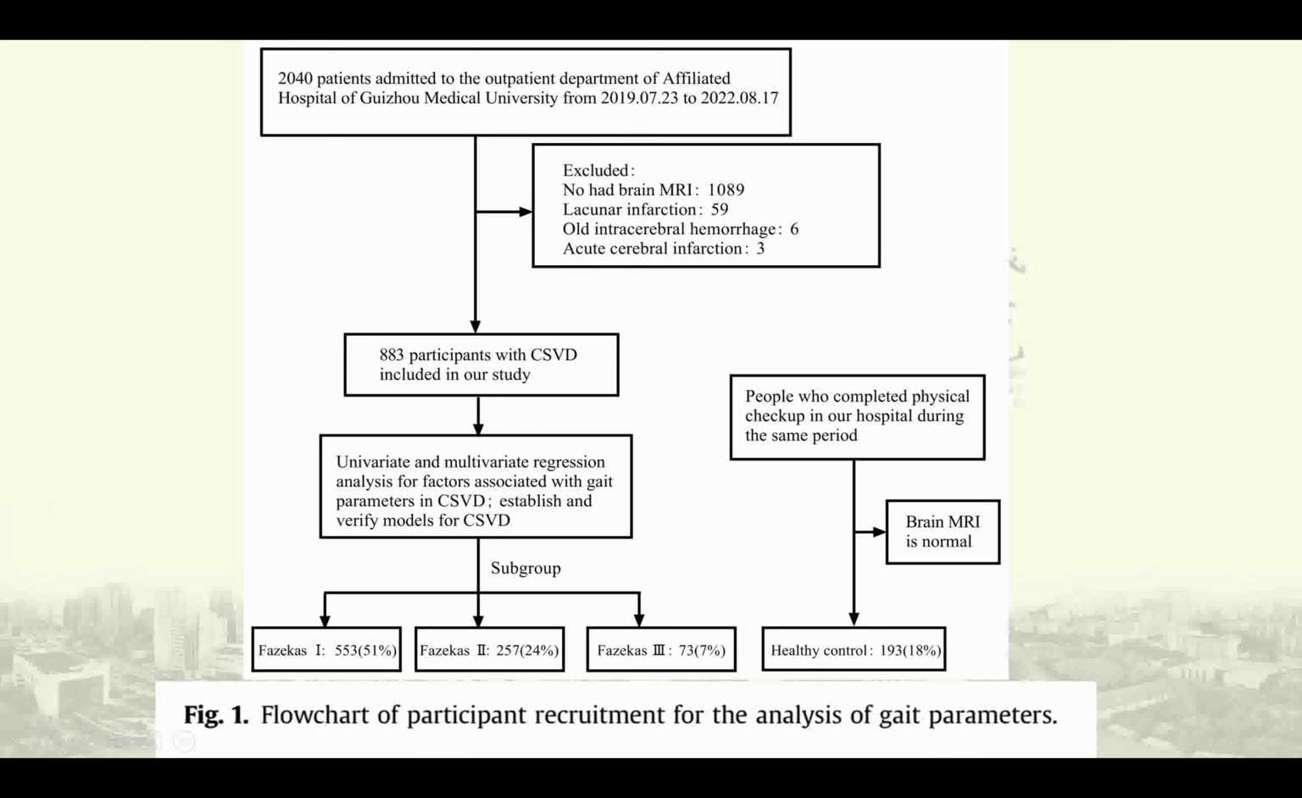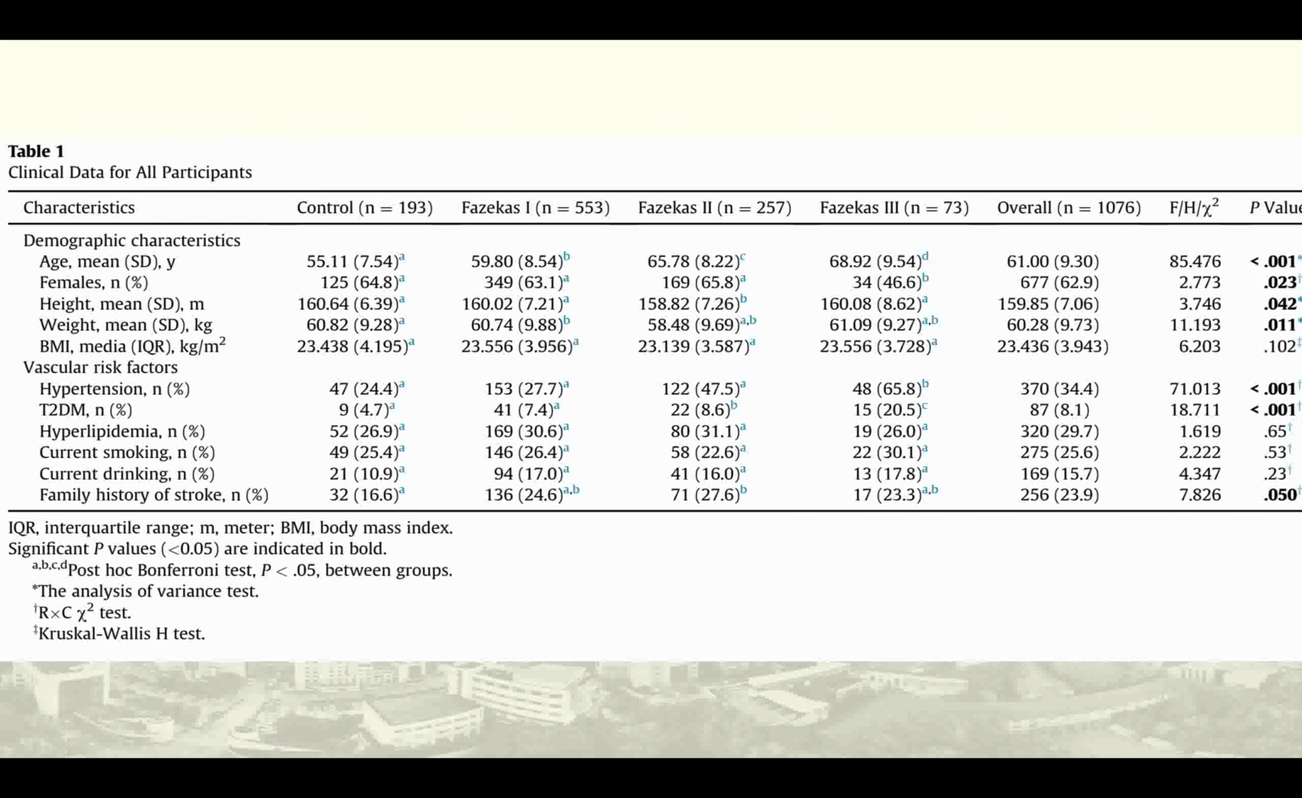The total study population consists of 1,076 participants with a mean age of 61 years. 62.09% were female. The characteristics of the participants included in this study are presented in Table 1. Age, sex, height, weight, past medical history of hypertension and T2DM, and family history of stroke were significantly different among the four groups. However, there was no significant difference in body mass index, past medical history of dyslipidemia, and personal history of smoking and drinking.